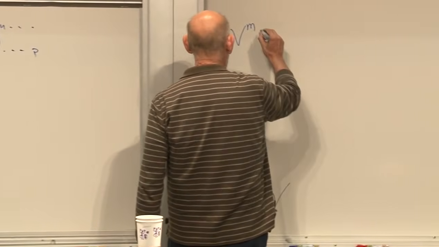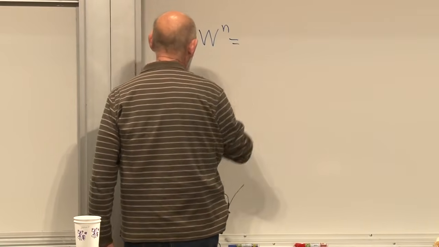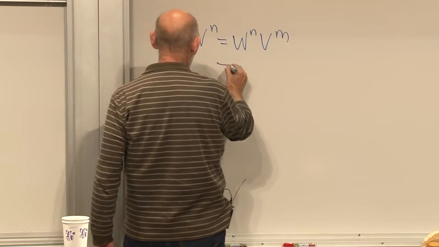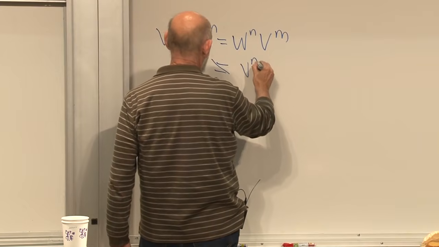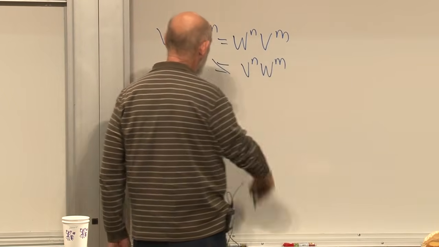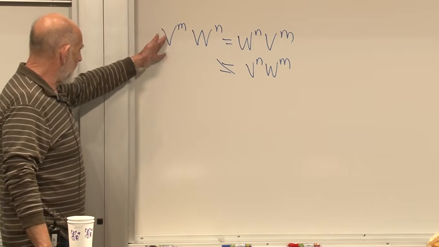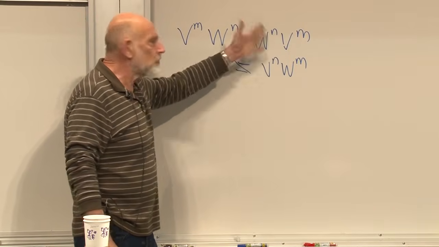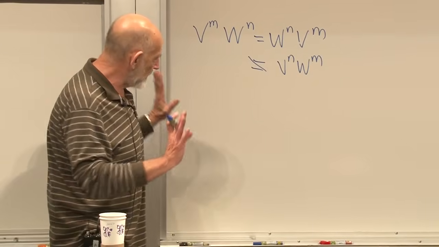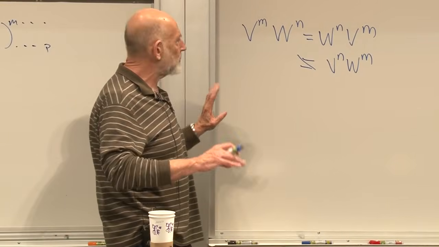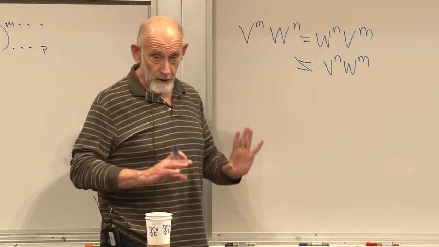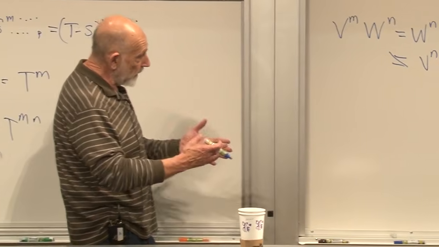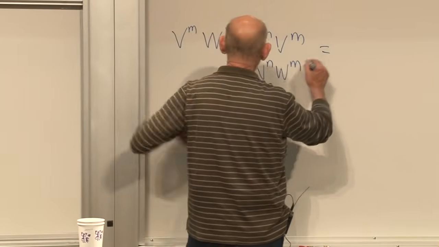V^m W^n is equal to W^n V^m, but it is not equal to V^n W^m. V^m times W^n is the same as W^n times V^m. It doesn't matter which order; 7 times 3 is 3 times 7. We're not doing quantum mechanics. Every multiplication of numbers and components are numbers. Components are numerical values.